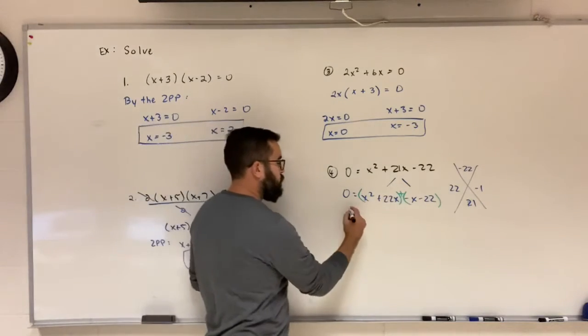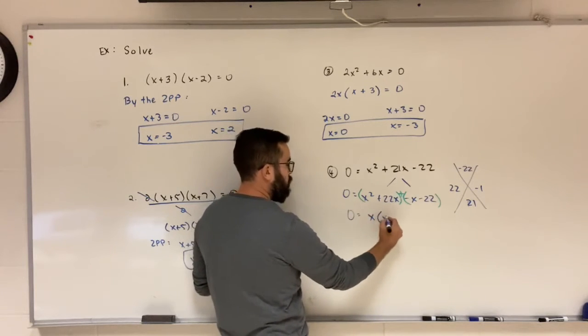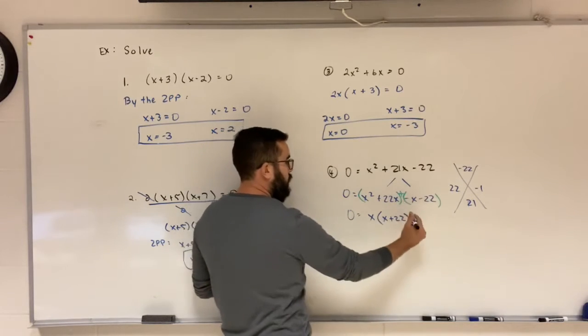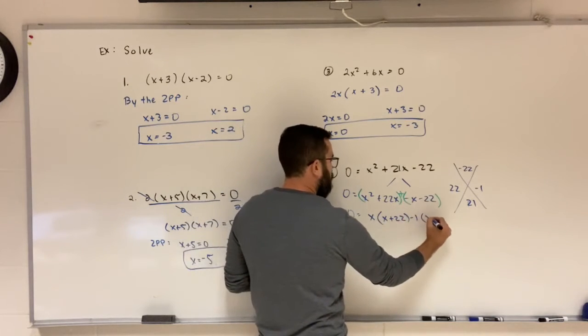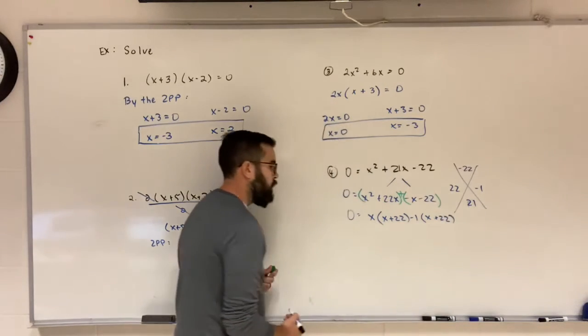Now you factor by GCF in each group. So x is the GCF of the first group. We're left with x plus 22. Negative 1 is the GCF of the second group. And I'm left with x plus 22.